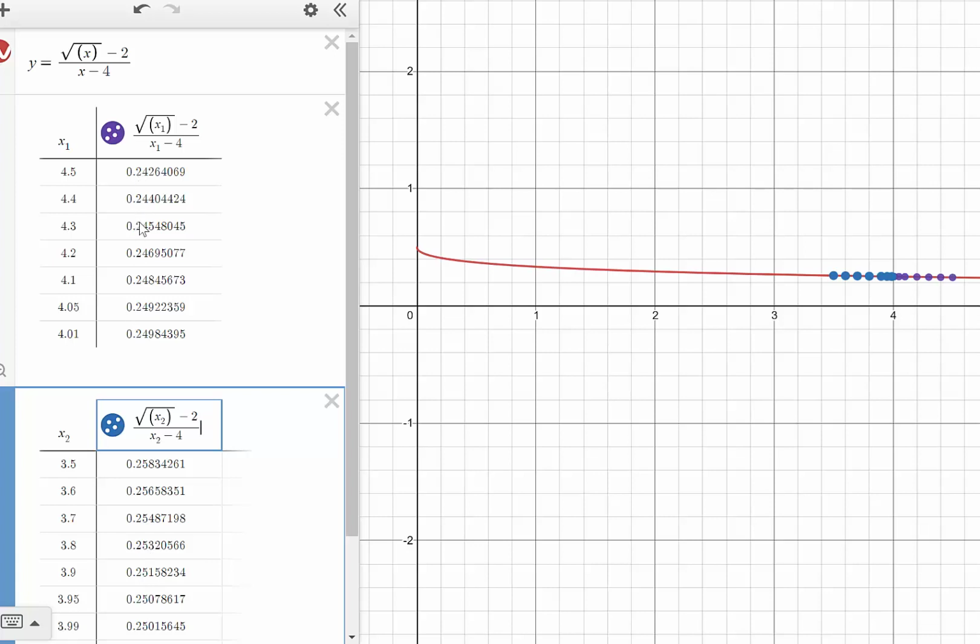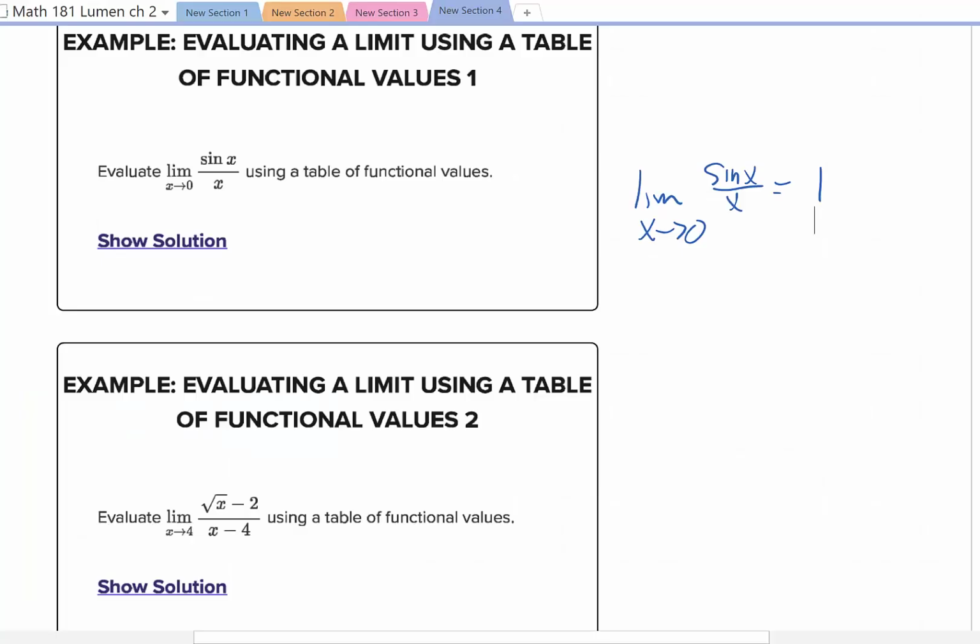And we look where these are going. These values are climbing closer to, it looks like 0.25 to me. These are getting closer to 0.25. So we would say that the limit as x approaches 4 of the square root of x minus 2 over x minus 4 is going to be equal to 0.25. I'm sure someone's going to comment that you have to say the limit of the square root of x minus 2 over x minus 4 as x approaches 4. So if I've offended someone in the math community, I apologize.